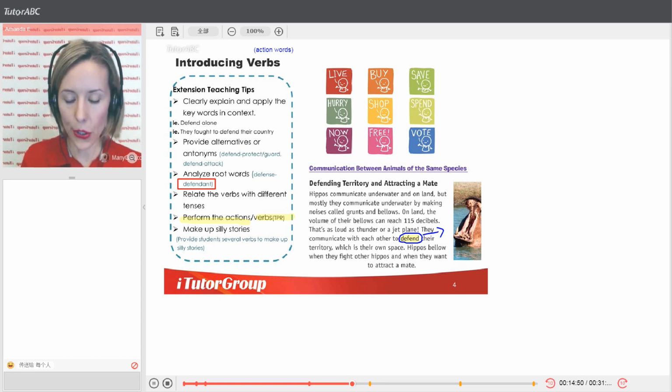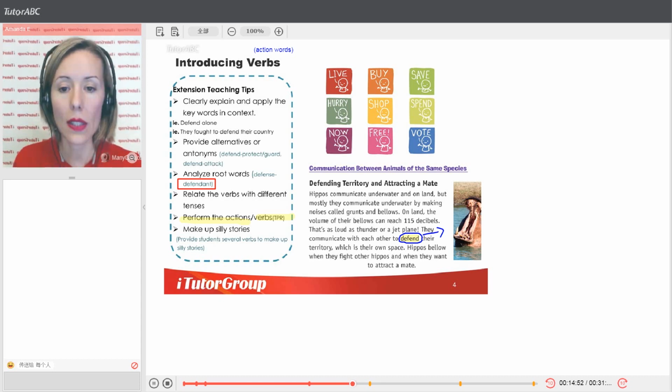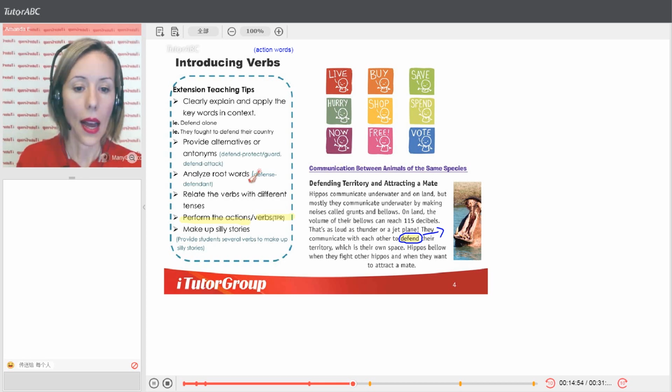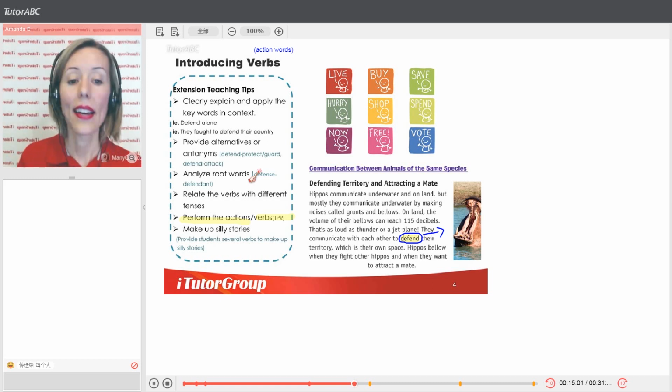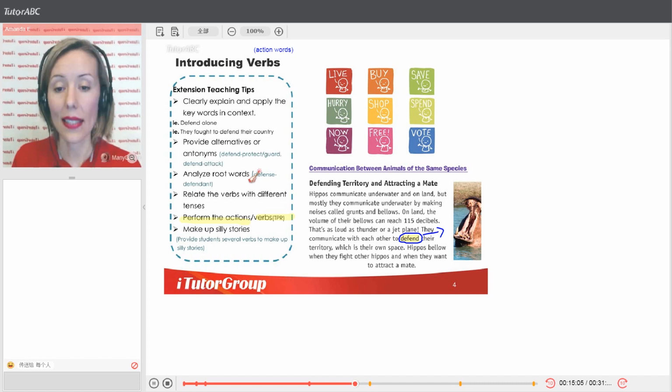But you might also want to show the difference between these words. You can say defense is a noun. Defendant is a person. Defend is a verb. Defensive is an adjective.